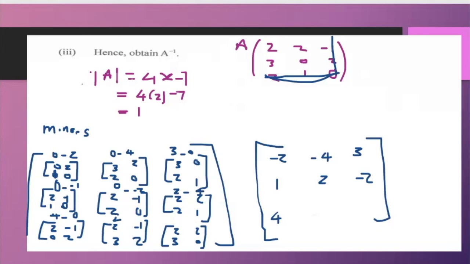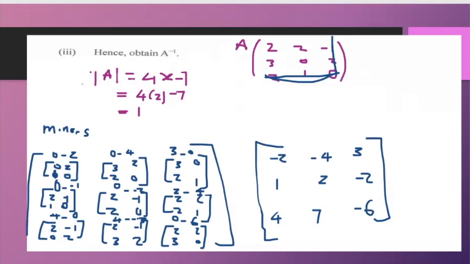Determinant of this, 2 times 2, that's 4, minus 3 times minus 1, that's minus 3. So this is changed to a plus, so it's 4 plus 3 to give me 7. Now, 2 times 0, that's 0, minus 3 times 2, that's 6. So 0 minus 6, that's negative 6.